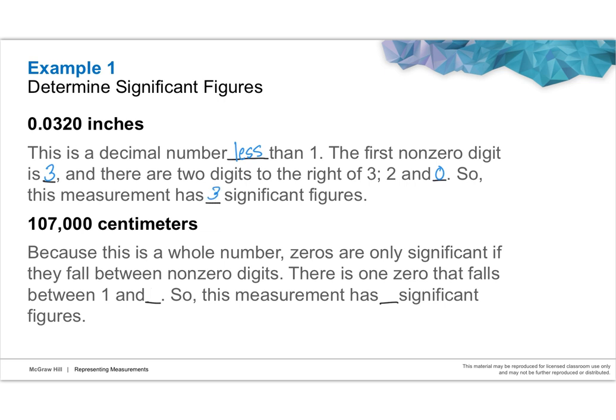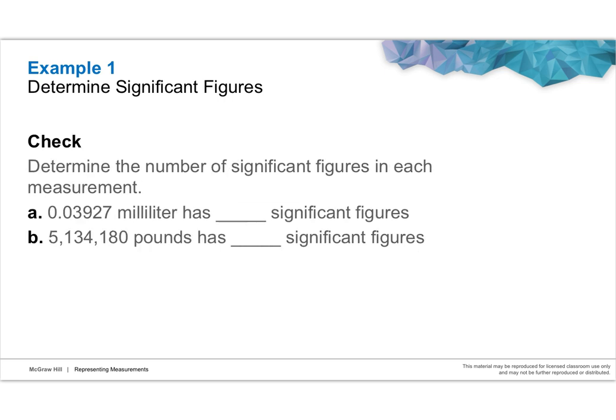The second measurement is 107,000 centimeters. Because this is a whole number, zeros are significant if they fall between non-zero digits. So our non-zero digits are 1 and 7, and there is one 0 that falls in that range. So this measurement also has three significant figures, the 1, the 0, and the 7. Take a quick pause on this video and see if you can determine the number of sig figs in each of the measurements in this check here on page 138.